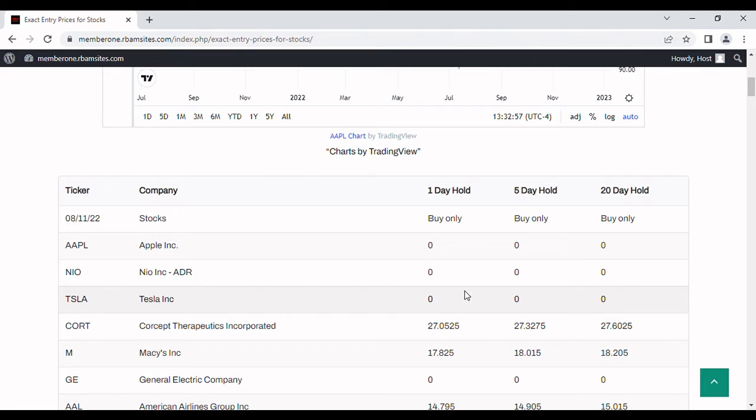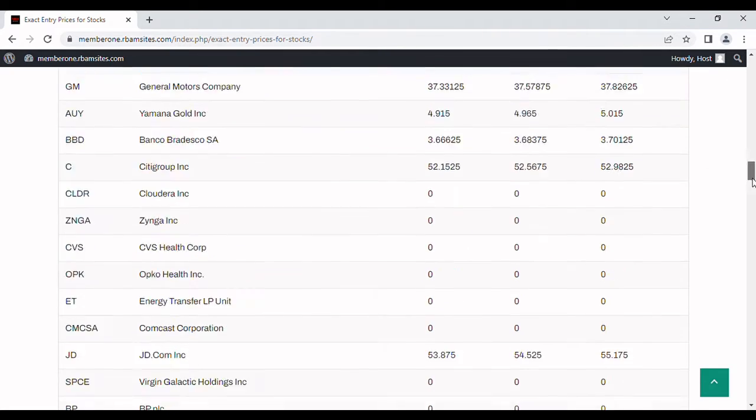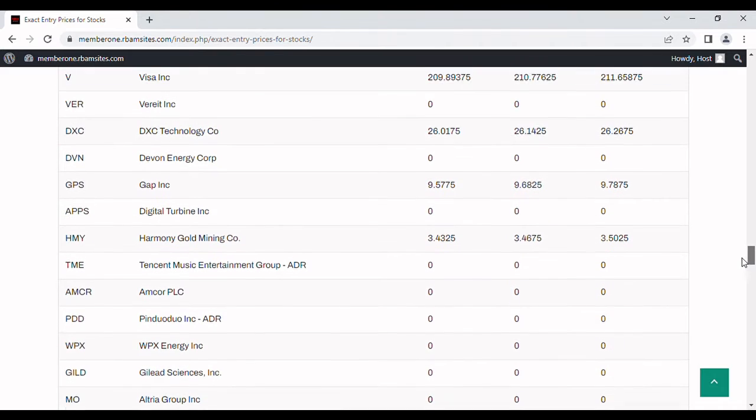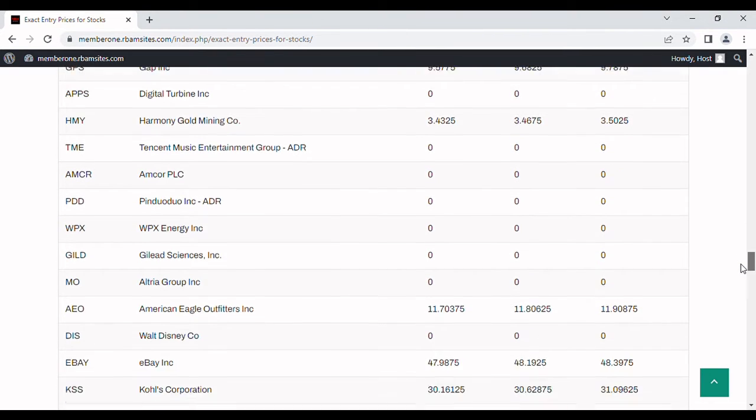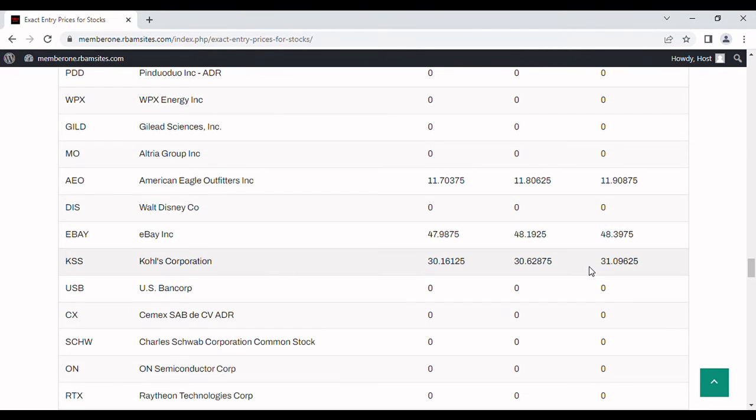If we scroll down here and try to find Disney, I think today Disney does not have a price on it. Let's see if we can find it. Walt Disney right here has no prices at all. That means that there's no buy signals today. This is 1, 5, and 20-day signals. You can see eBay today has some suggested points to look at, 47, 48, and 48. But Disney has nothing today. That's probably going to happen with Disney probably 10 or 20% of the time. Most of the time there'll be entry prices on here.